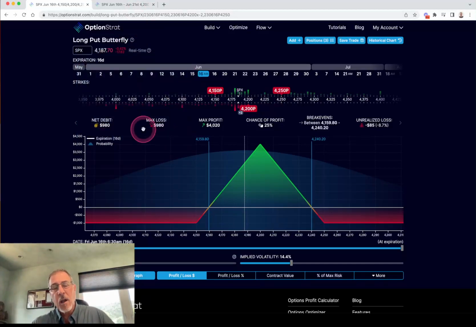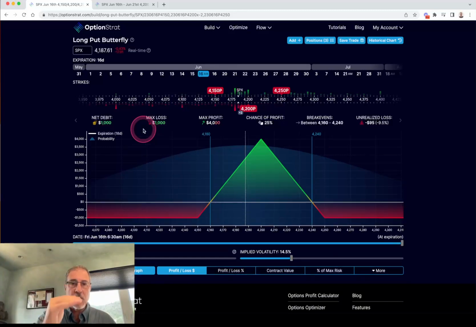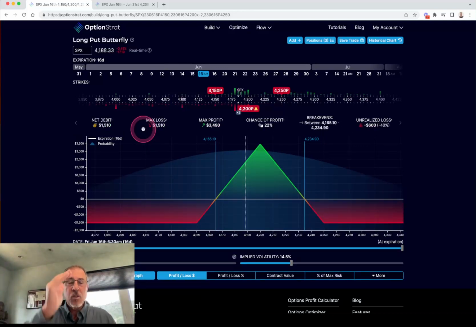Before I get there, a butterfly, or most trades that aren't calendars and diagonals, we call forms of vertical spreads. A butterfly is essentially a vertical spread. They call it vertical because your strikes go down the chain, but you're all in the same column. You're all in the same time period, the same expiration. So the vertical is really what you're trading there, the difference between the 4,200 and the 4,150.